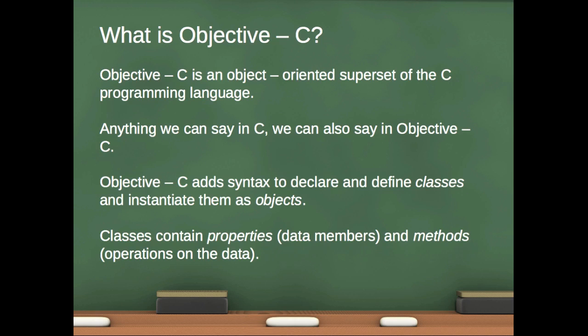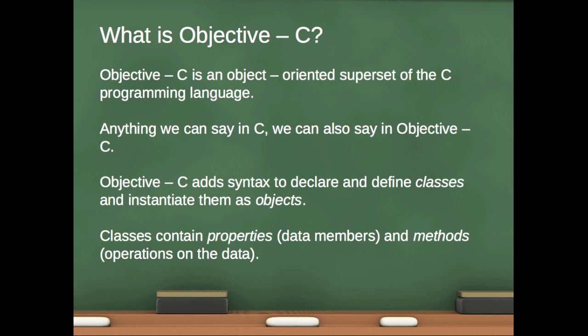So, next question. What is Objective-C? It's an object-oriented superset of the C programming language. So if you know C, you'll find it very simple, mostly, to branch over into Objective-C. Anything we can say in C, we can also say in Objective-C. We have all the primitive types, we have arrays, we have structs, we have everything that we have in C, including pointers, but we add a layer of syntax to declare and define classes and instantiate them as objects.